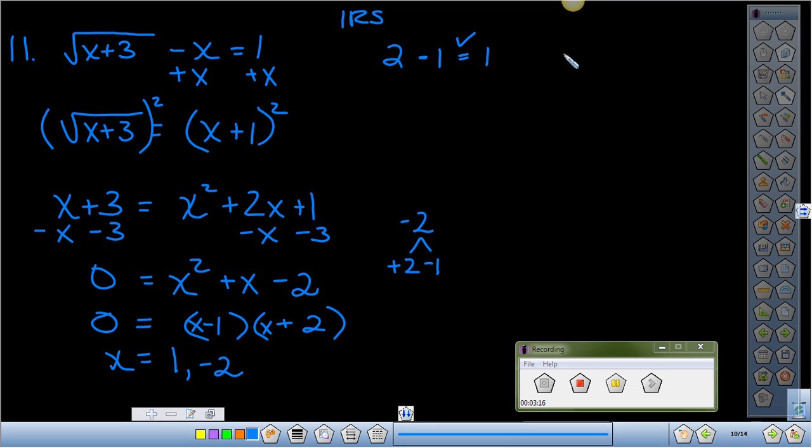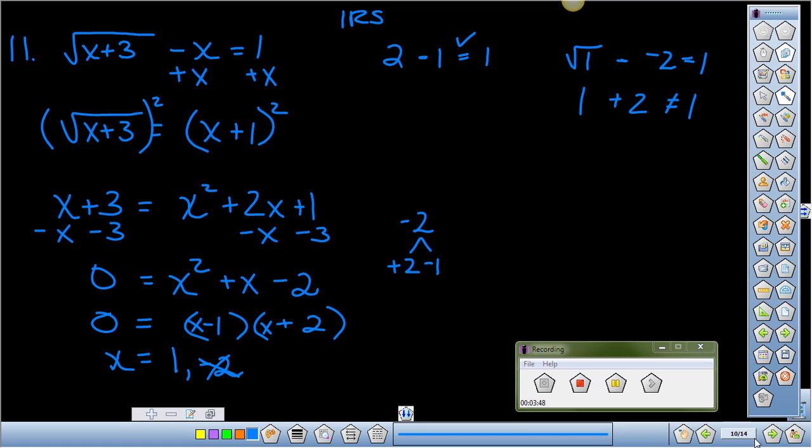Let's try the negative 2. When I run a negative 2 through that radical, that's negative 2 plus 3, that gives me the square root of 1. Minus a negative 2 is supposed to give me a 1. Okay, so here I'm going to take the square root of 1, which is 1, minus that negative gives me plus 2 equals 1. And folks, I'm sorry to say, but 1 plus 2 does not equal 1. And so this one is an extraneous solution. The negative 2 is an extraneous solution. So my only answer for this one is the value 1.